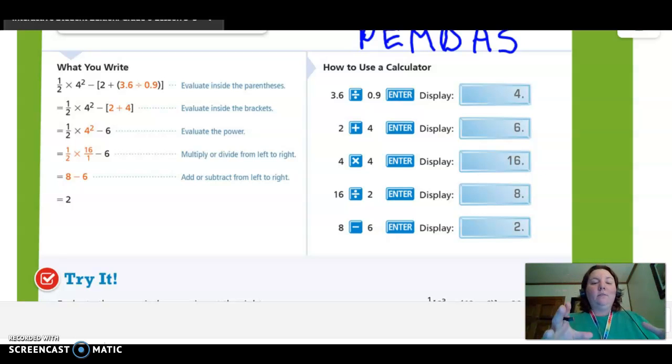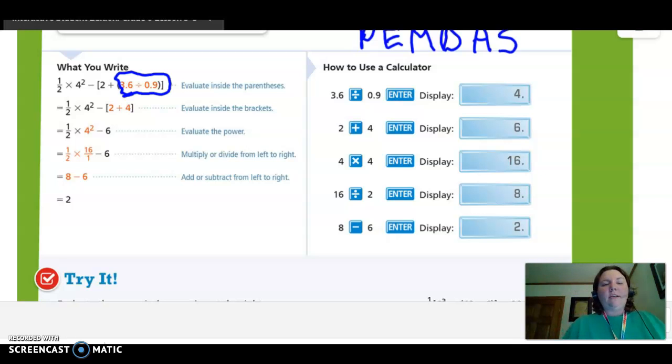So inside the parentheses, first thing we want to do is look inside those parentheses, and we're going to go as far inside as we can. We're going to work from the inside out. So when we do that, we're going to first take 3.6 divided by 0.9, because that's the furthest inside thing. If you're a little rusty on long division with decimals, you can always double check your work with a calculator.